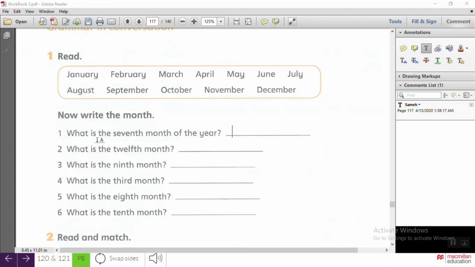For example, number 1, what is the 7th month of the year? Okay, the 7th. So here you should come here, the 1st, the 2nd, the 3rd, the 4th, the 5th, the 6th, and the 7th. So here is the answer, okay? July. So here we should write the month July.